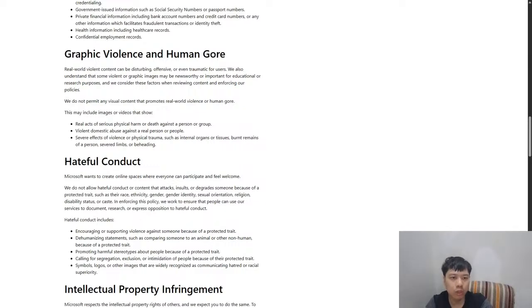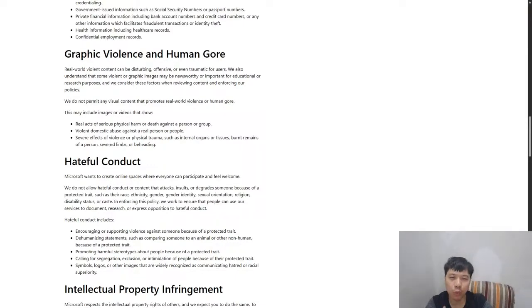Graphic violence and human gore. Real world violent content can be disturbing, offensive, or even traumatic for users. We also understand that some violent or graphic images may be newsworthy or important for educational or research purposes. And we consider these factors when reviewing content and enforcing our policies. We do not permit any visual content that promotes real world violence or human gore. This may include images or videos that show real acts or serious physical harm or death against a person or group.